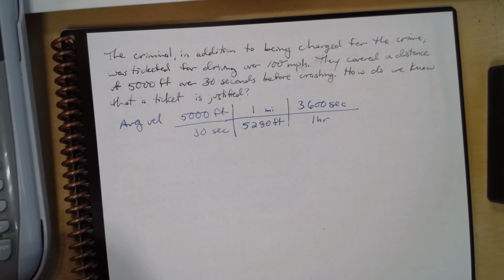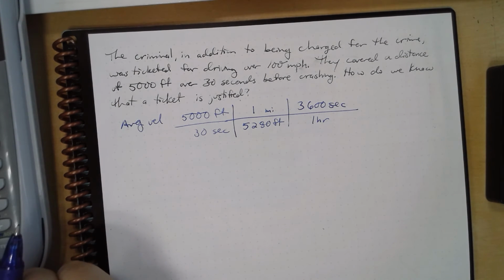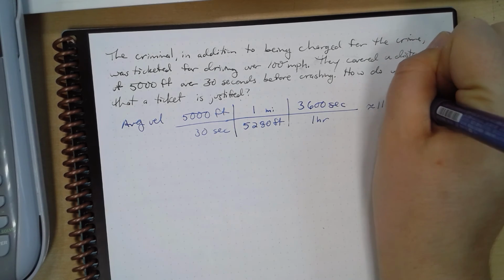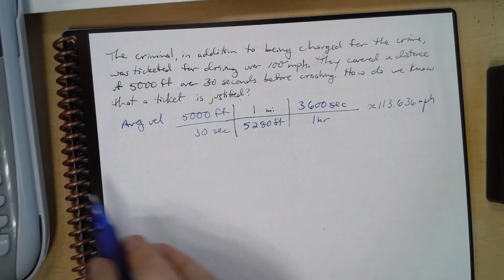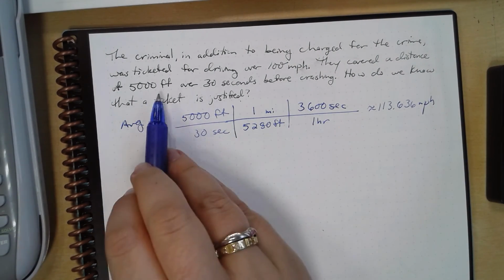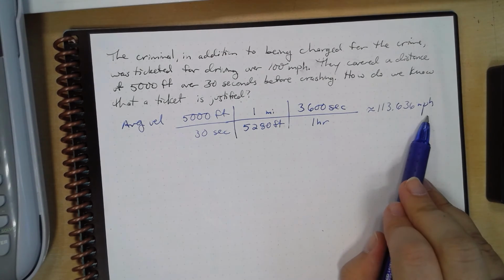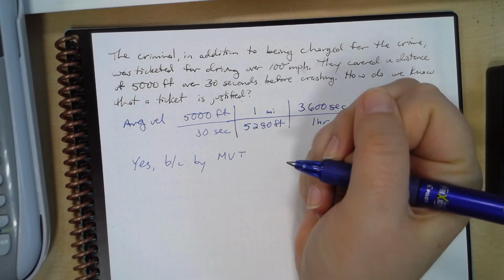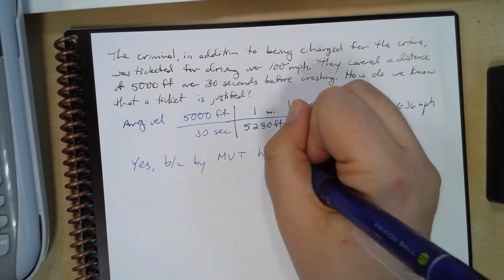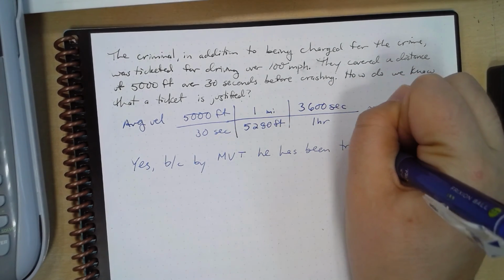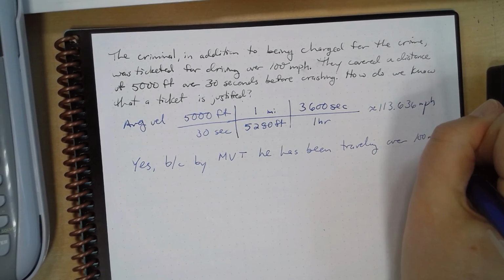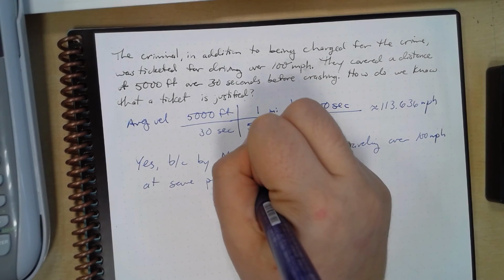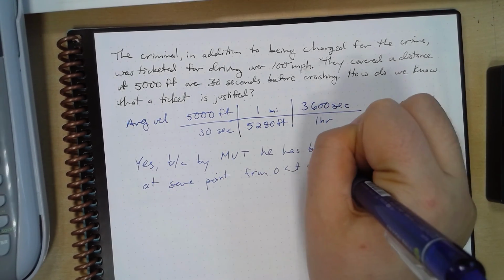And if we calculate that, did I do it right? Boom, looks like I did. This is about 113.636 miles per hour. Okay, so that is our average velocity. Our average velocity is 5,000 feet over 30 seconds, or 113.636 miles per hour. So yes, they do deserve a ticket because by the mean value theorem, he has been traveling over 100 miles per hour at some point from 0 to t to 30 seconds, right?